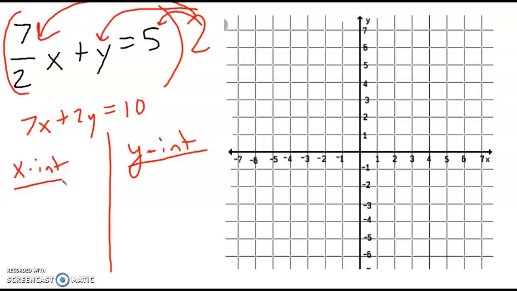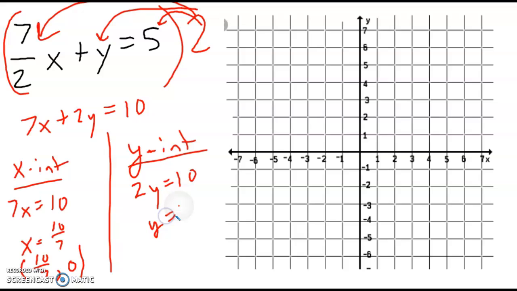So for our x-intercept, we're going to put 0 in for y, which leaves us with 7x equals 10, because 2 times 0 is 0, that cancels out. Divide by 7, and we get x equals 10/7, so 10 sevenths. So the ordered pair is (10/7, 0). Now let's go ahead and find our y-intercept. We're going to put 0 in for x, which leaves us with 2y equals 10. Divide by 2, we get y equals 5. So the y-intercept is (0, 5).